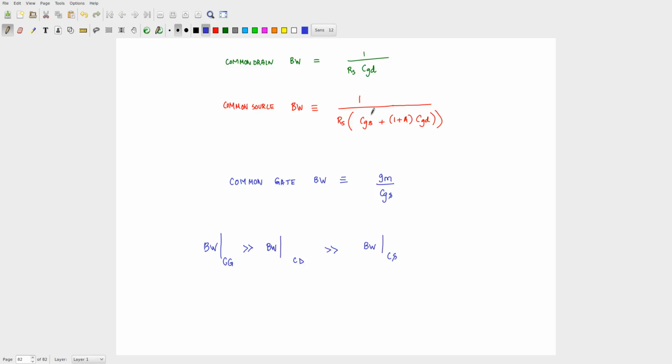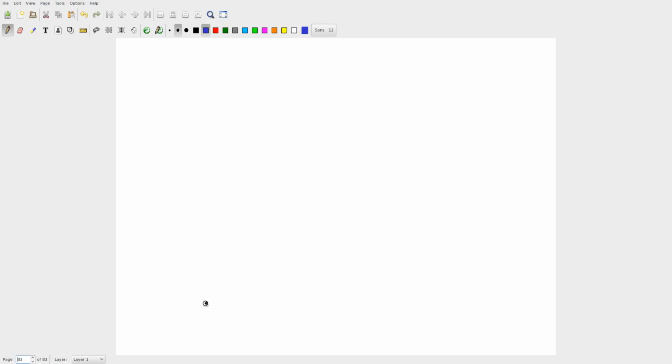Also, it's very interesting. Let's just take this gm by CGS and work out something about it. This is a very important characteristic of any device. Companies which make transistors, Intel, TSMC, various companies, for every kind of transistor they design, they give a figure of merit. And that figure of merit is called the transition frequency. They call it fT.